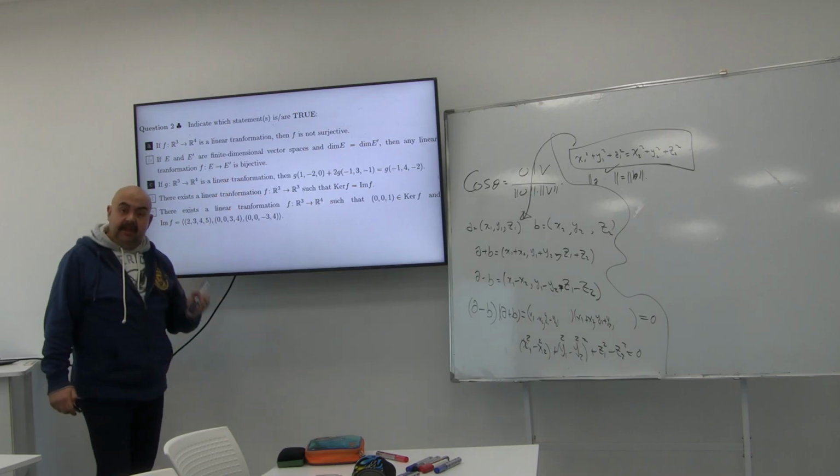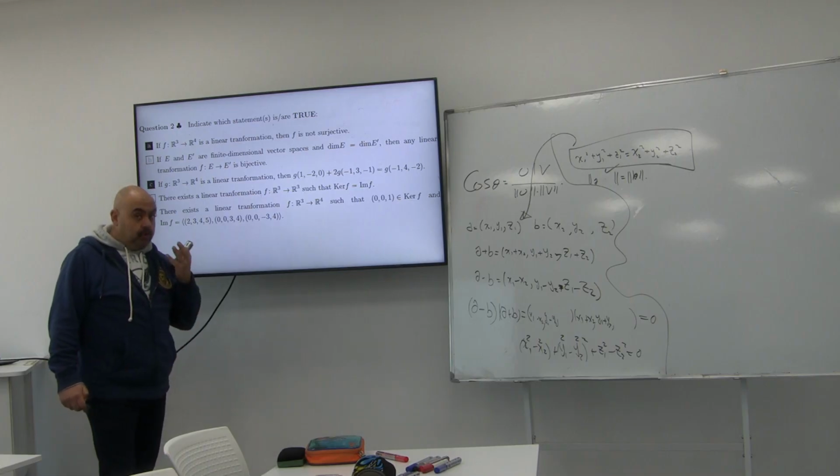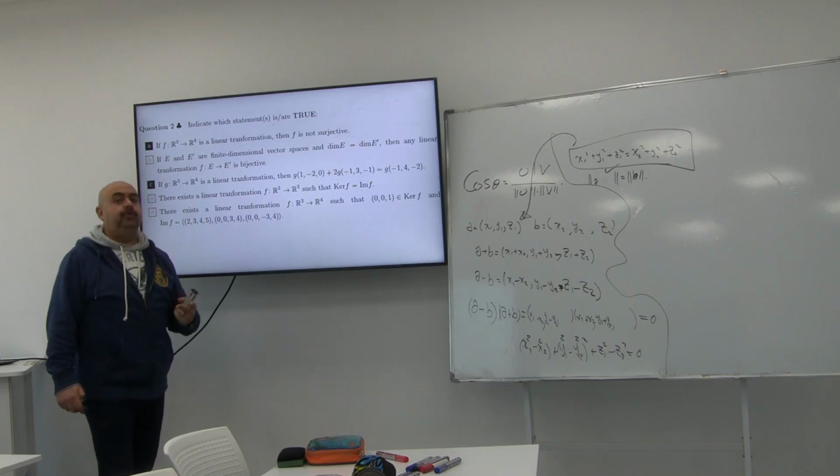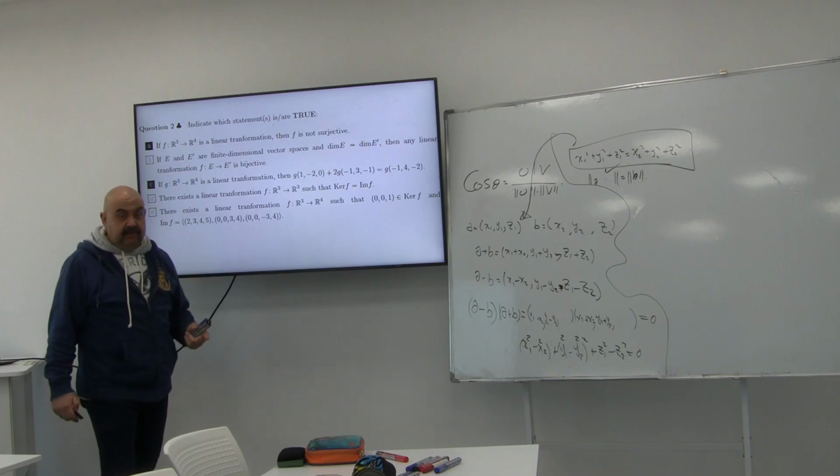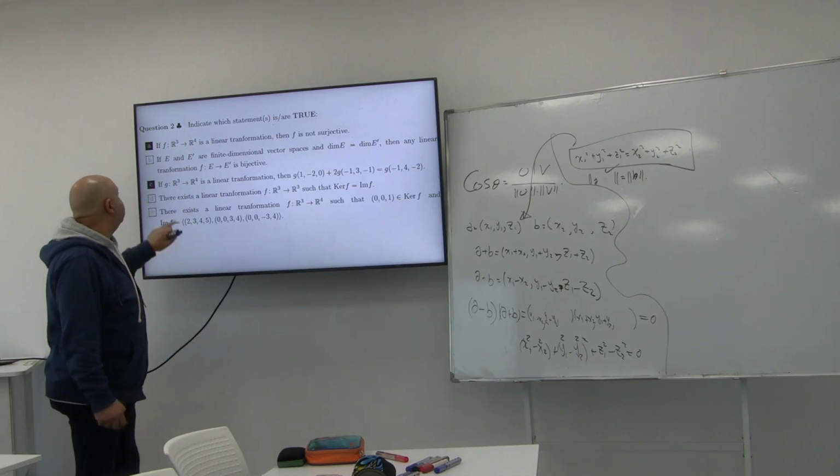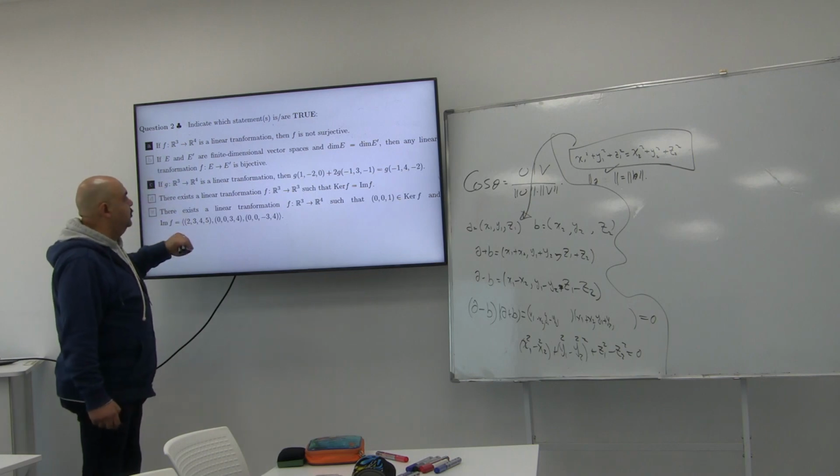Bijective means this transformation should satisfy two things, as you know. It should be surjective and also injective in order to be bijective. So this statement will need division.